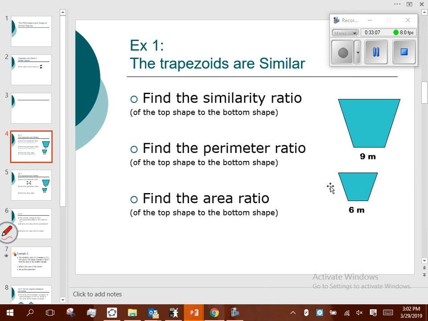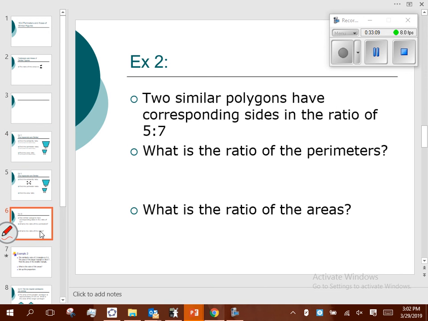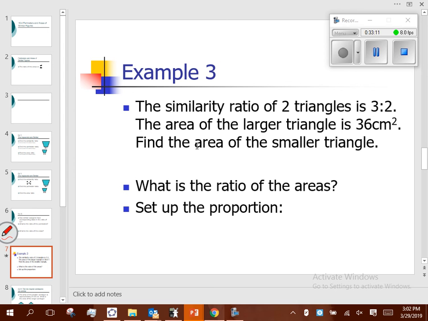Let's do an example here. It says the similarity ratio of 2 triangles is 3:2. Similarity ratio is 3:2. That's another way of saying the scale factor is 3:2, right? That means A over B is 3/2. It says the area of the larger triangle is 36 centimeters squared. Find the area of the smaller triangle.